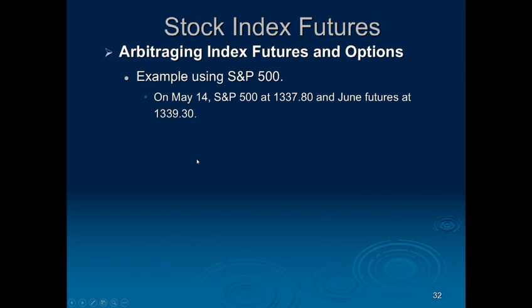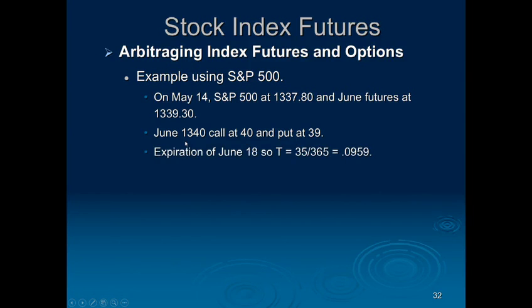Let's look at an example. In May, the S&P 500 index is at 1337. The futures contract on it is at 1339. The June call option is priced at $40. The June put option is priced at $39, and they both have an exercise price of 1340. Expiration is in 18 days' time. The risk-free rate is 4.56%.